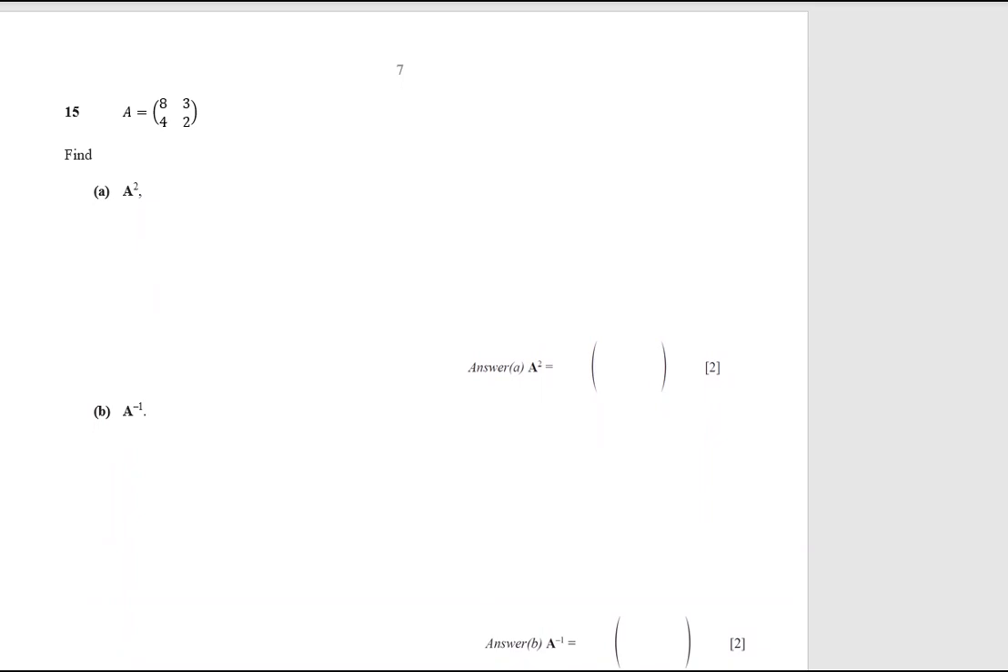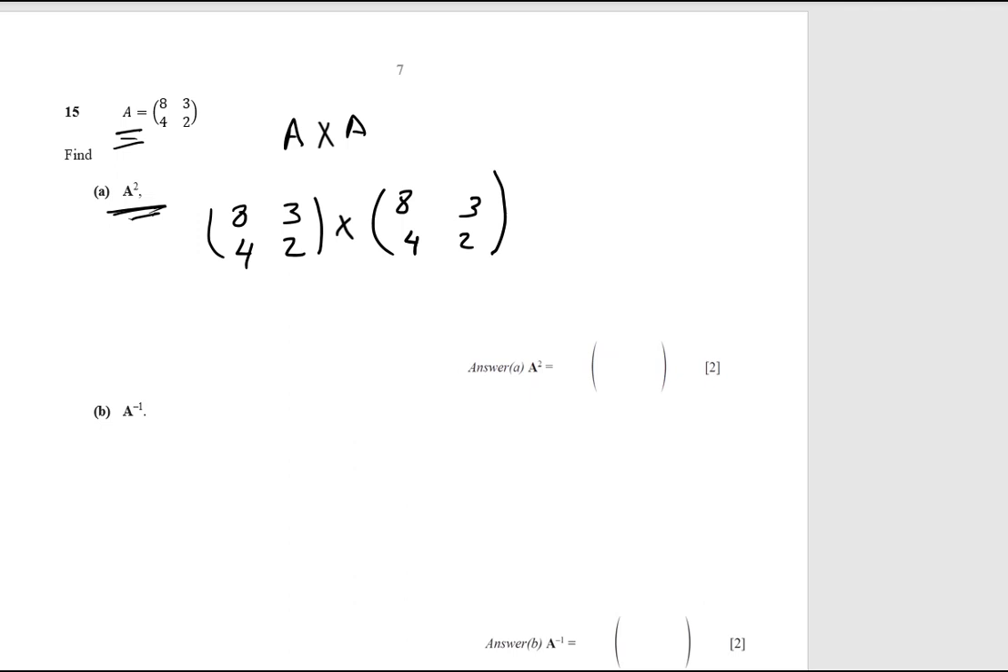Now it's a matrix question. Find A, this is the A matrix, 8, 3, 4, 2. Find A squared. A squared means A multiplied by A. So I need to find 8, 3, 4, 2 multiplied by 8, 3, 4, 2. Remember how to multiply matrices using manual multiplication: row multiplied by column, and then again row multiplied by column, and then again row multiplied by column, and then again row multiplied by column.